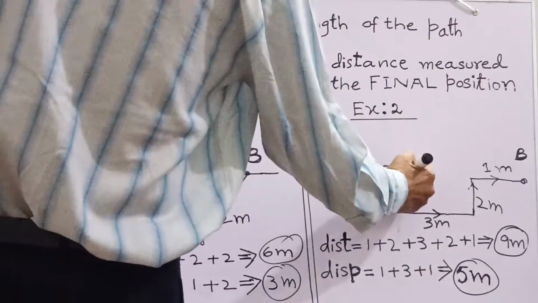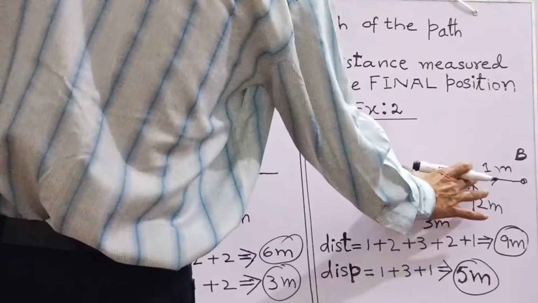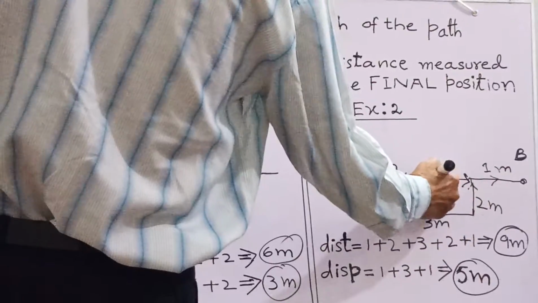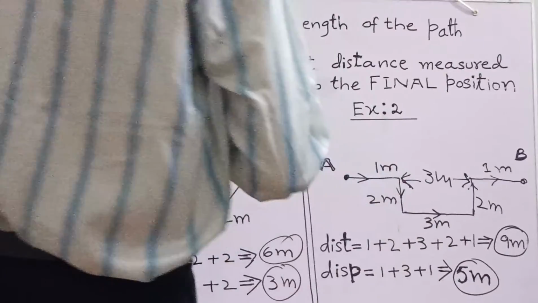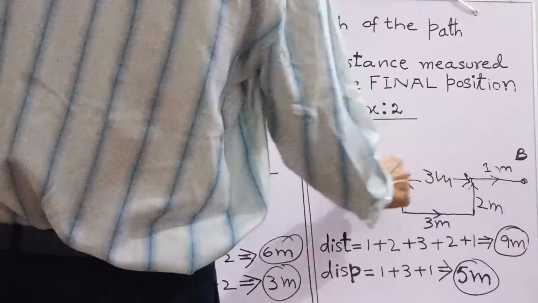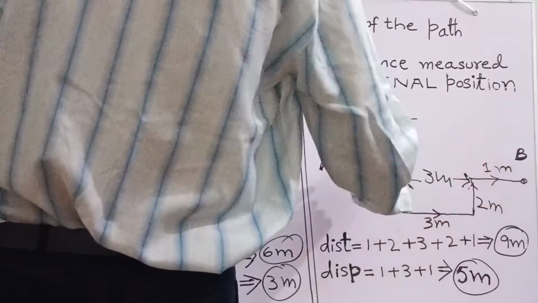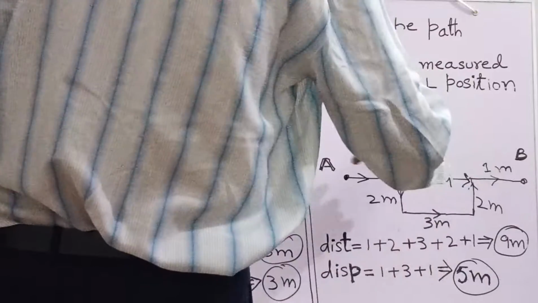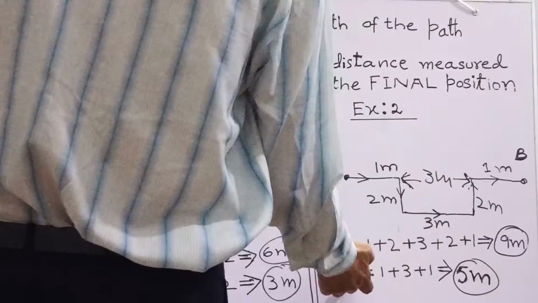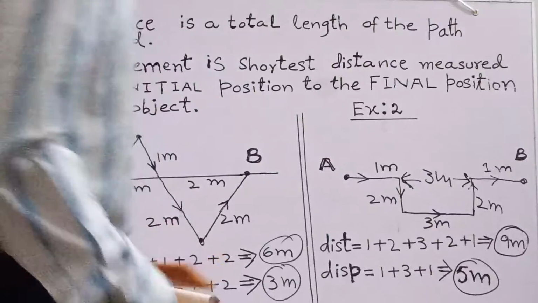So what is the distance from these 2 points? The distance from here to here is 3 meter. Hence, the shortest or the straight line distance from A to B is 1 meter plus 3 meter and plus 1 meter. The total shortest distance or the straight line distance from A to B is 5 meter. This 5 meter is the shortest distance, and it is the displacement in this example.